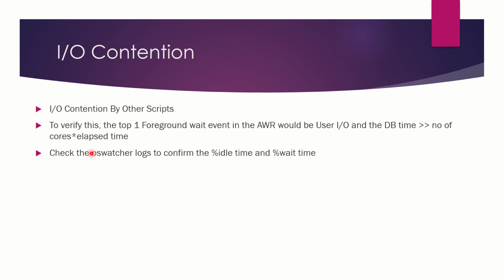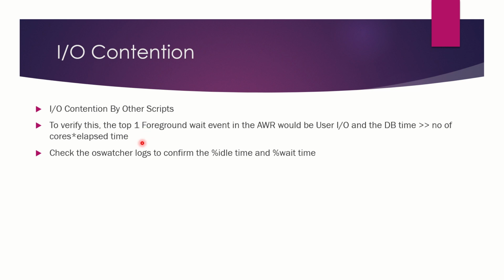And again, to check this, you can always check the top one foreground wait event in the AWR, and if it is user IO, and also if the DB time is much greater than the number of cores times the elapsed time, it means that your database is performing mostly IO operations, very high IO operations in fact, because of which it is not able to give enough IO resources for your script to complete.